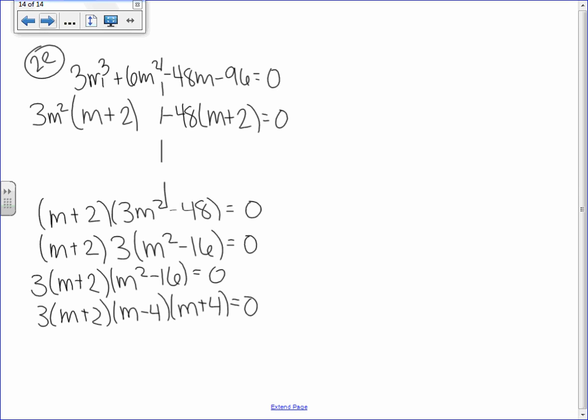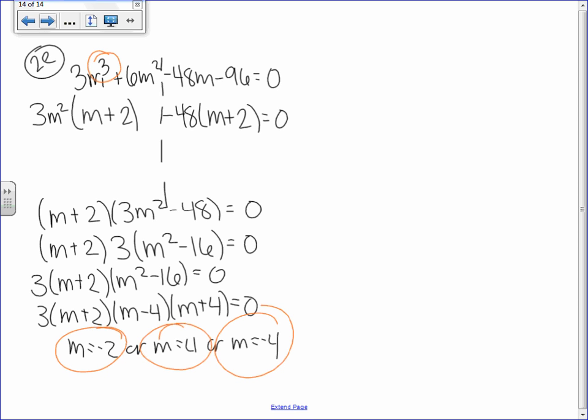So that means that m has to equal negative 2, or m has to equal 4, or m has to equal negative 4. All right, something that I want to point out is that notice our highest exponent was a 3, and I got 1, 2, 3 answers. All right, that is not a coincidence.